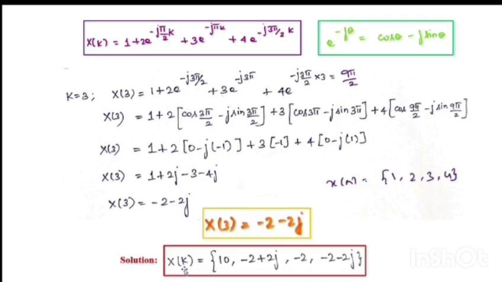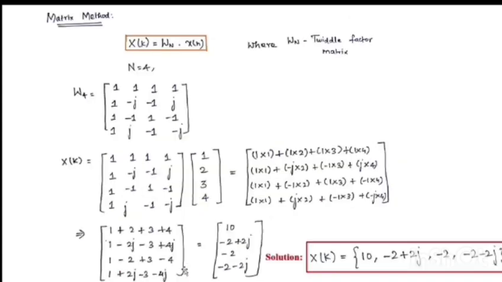Now in the next step, I am going to use the matrix method. The matrix method is the same: you convert the given time domain into the frequency domain by using this W_N. What is this W_N? It is nothing but the twiddle factor matrix. This matrix is represented like this: 1, 1, 1, 1; 1, minus j, minus 1, j; 1, minus 1, 1, minus 1; 1, j, minus 1, minus j.